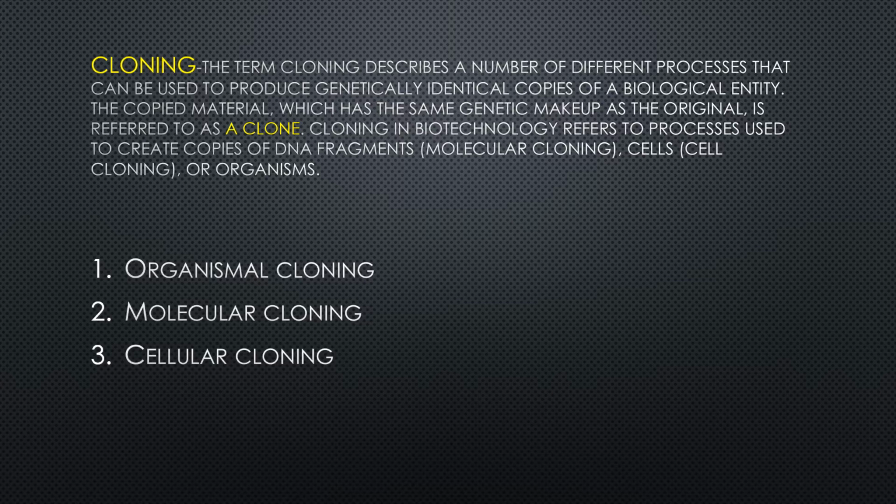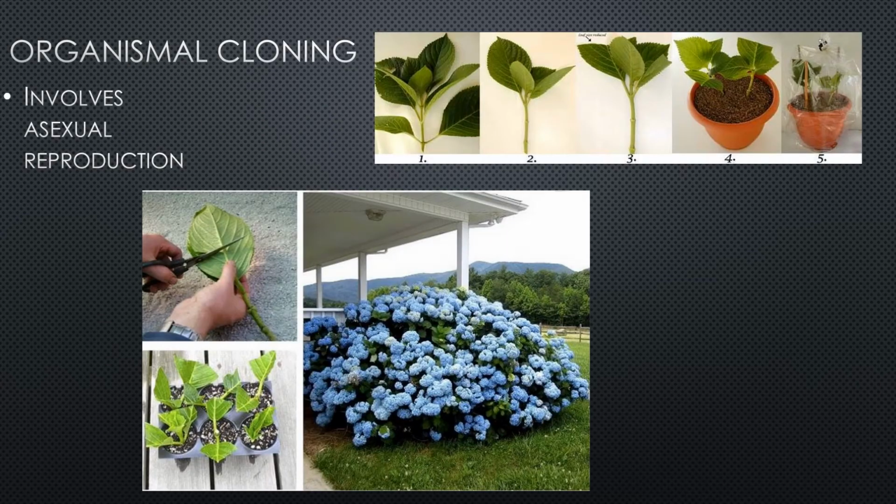And so we're going to just take a quick look at some of those at the moment, just so that you know what they are, how they're accomplished. So let's get to it. Okay, organismal cloning. So organismal cloning is going to involve asexual reproduction. So we know by now that that involves mitosis, does not involve meiosis. And so this has actually been going on for forever practically in the horticultural industry.